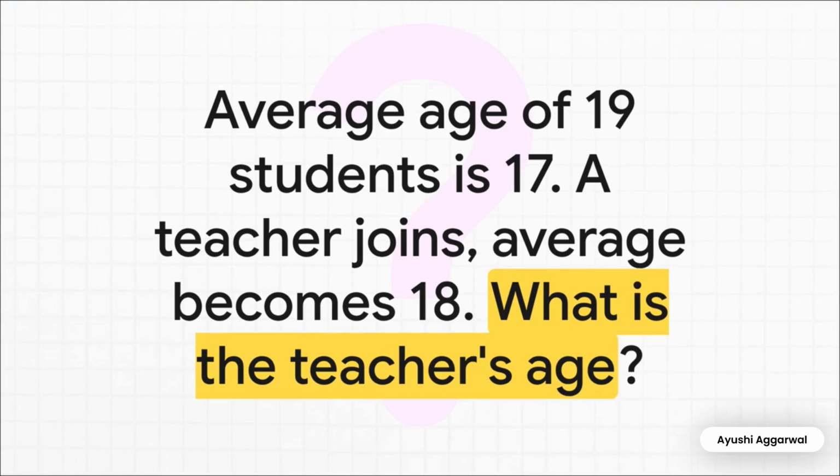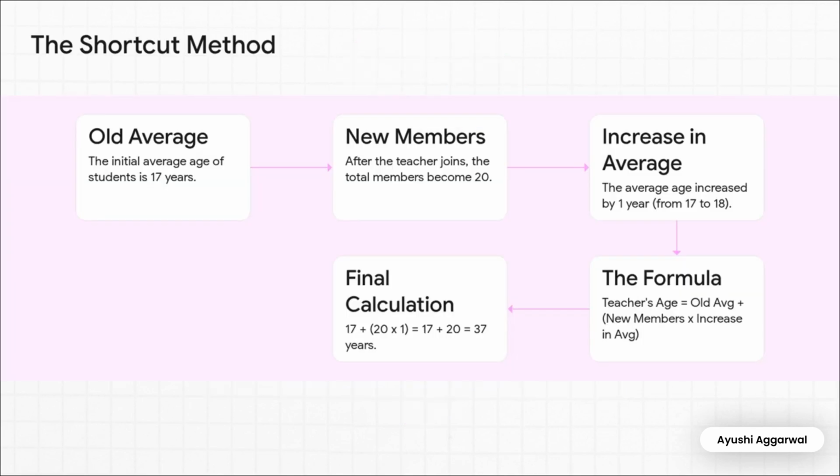So here we go, a classic problem on averages. You have 19 students and their average age is 17. Then a teacher joins the group and the new average for everyone bumps up to 18. The question is, how old is the teacher? I'm going to challenge you. Try to solve this in less than 30 seconds. Go!